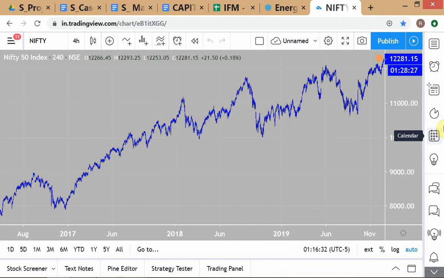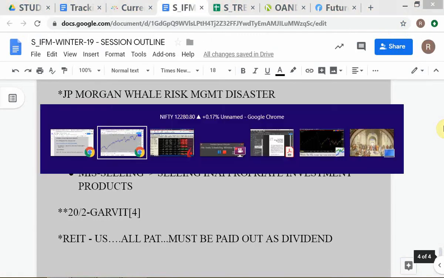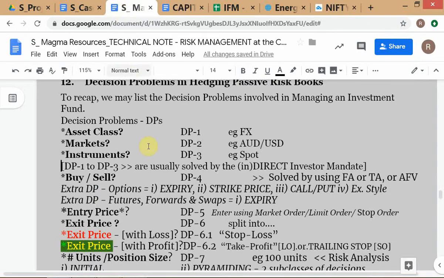So what I was saying is that this is the indirect investor mandate. So asset classes, markets, and instrument, this decision can be solved in one of two ways, direct or indirect investor mandate. Everyone's clear about this? We've already done this before. We're just recapping. Right, now we are going into the second case.